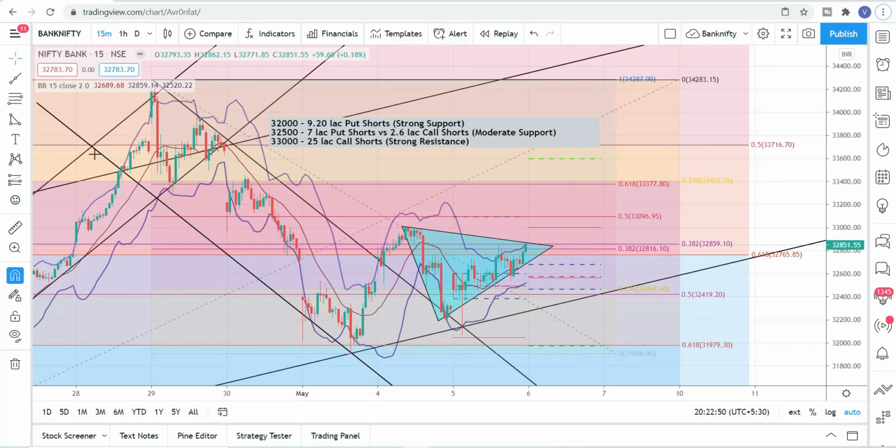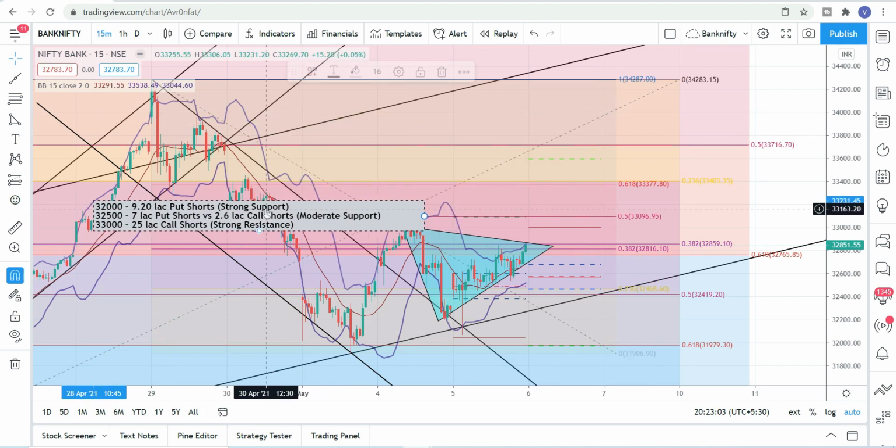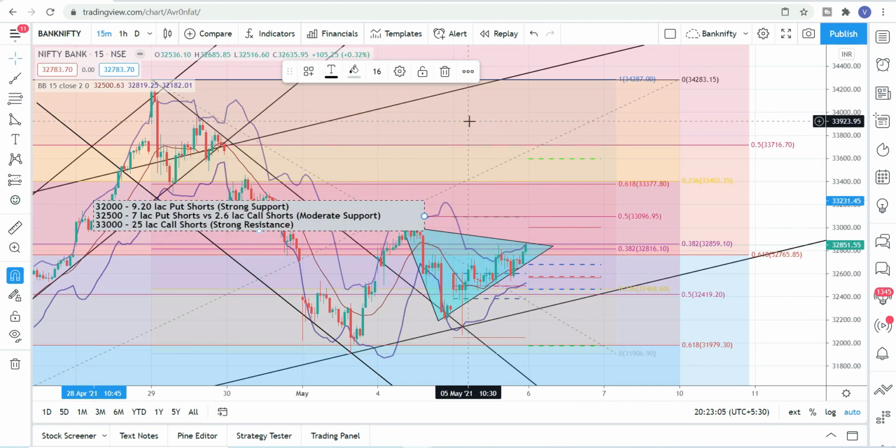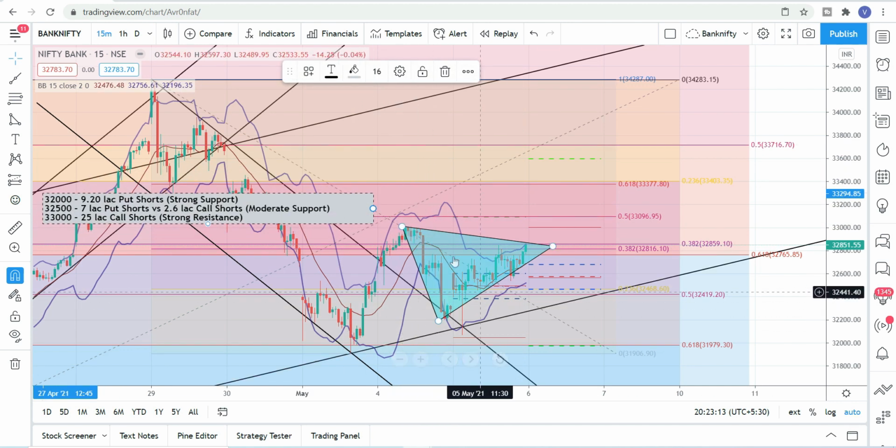Evening all. So let's quickly discuss the setup for tomorrow, that is for 6th May 2021, which is the expiry day. Number one, the pattern formations, a couple of pattern formations out here. The one is the broader upward trending channel which we are currently trending in, and the other one is the symmetrical triangle formation which has just been formed today. This has been formed today itself.